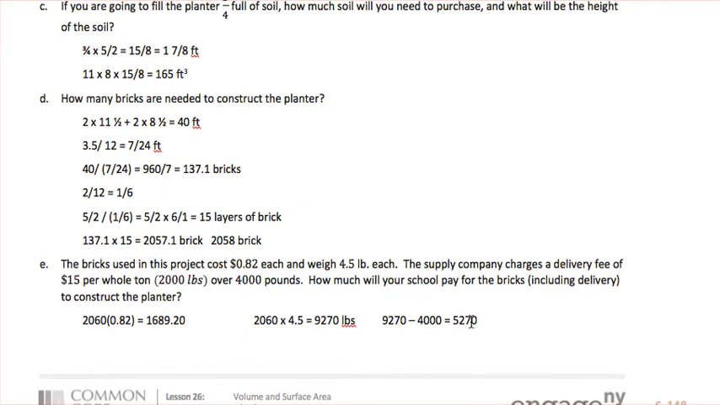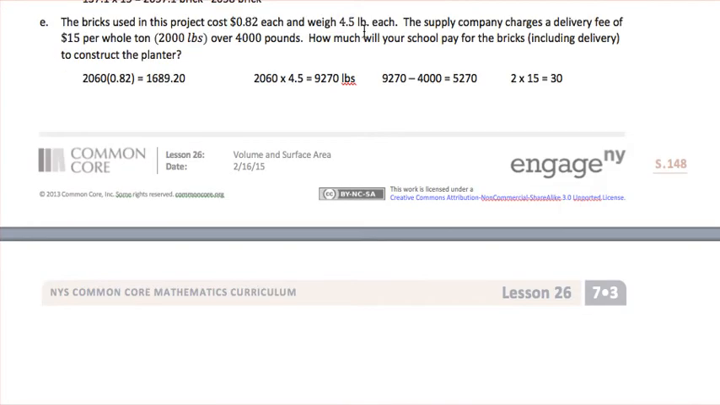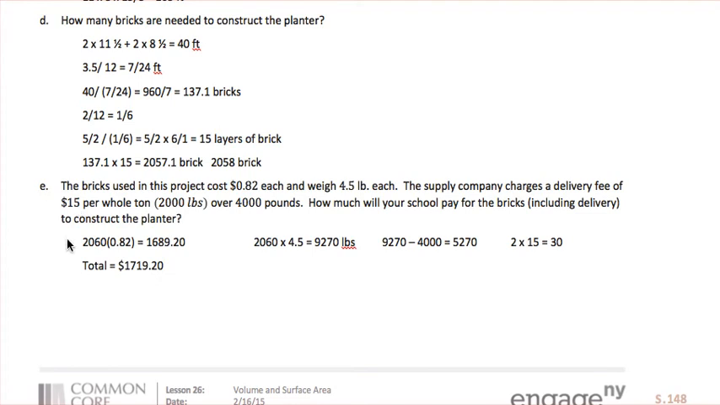So there are 2 whole tons, and they're not going to charge us for the extra after that. So 2 whole tons will be 2 times 15. That's an extra charge of $30. We add that onto the charge for the brick, and our grand total then will be $1,719.20 for the brick.